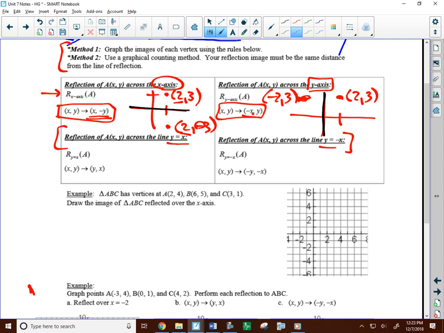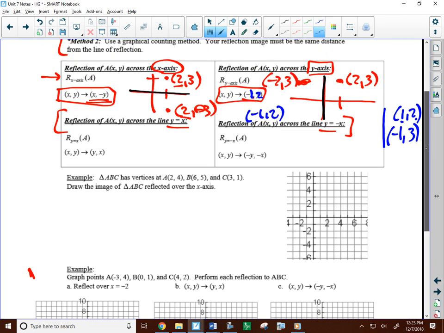So if you're a formula person and it says reflect over the y-axis, and you have a triangle or something and you list your points, just plug them into the formula. X is 1, y is 2. You plug in 1, you plug in 2, the new point will be negative 1, 2. If you're a graphical person, I'll show you in a minute how to do it.